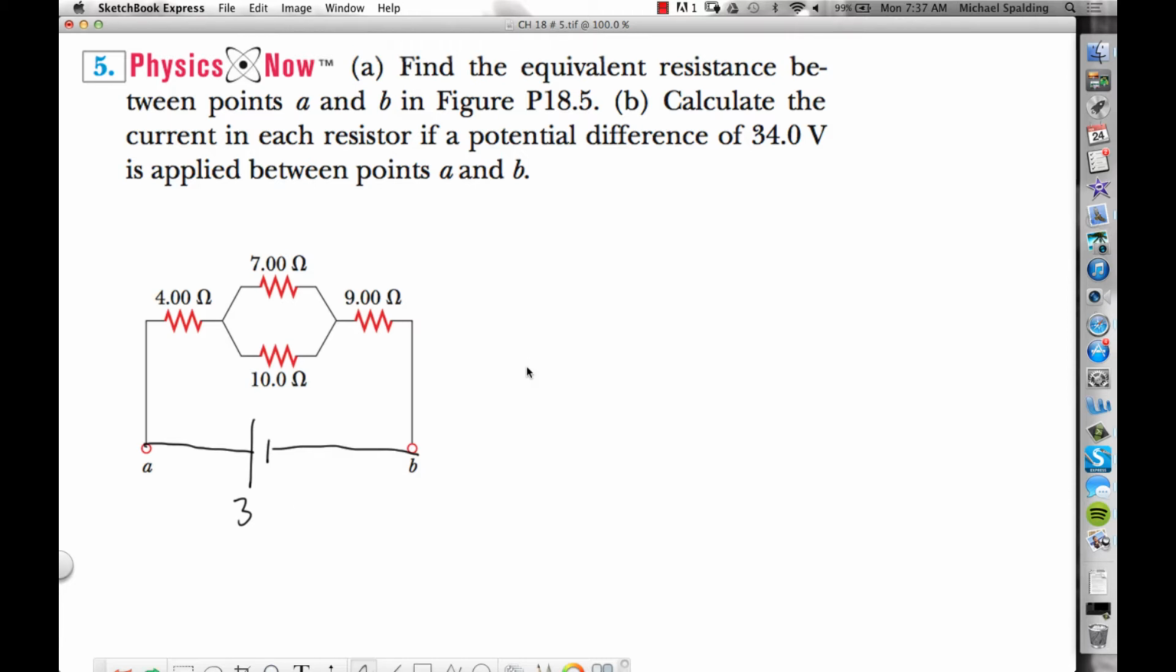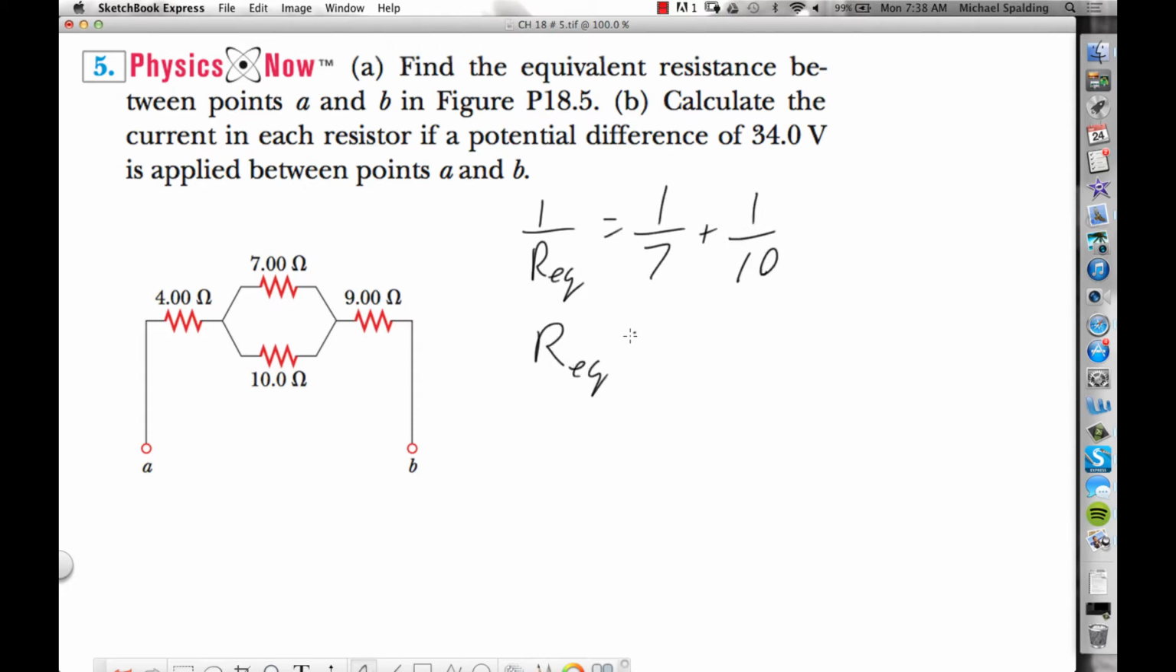Okay, so we're just simplifying these resistors down. You're going to start with these two. The 7 and the 10 are in parallel. The reason they're in parallel is that when current hits this point right there, that dot, it's going to split, and that's the definition of parallel. So for the 7 and the 10, you do the 1 over equation: 1 over the equivalent resistance is 1 over 7 plus 1 over 10. You do the algebra, and the 7 and the 10 simplify to 4.12 ohms.